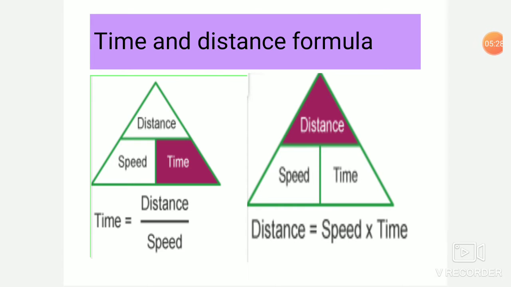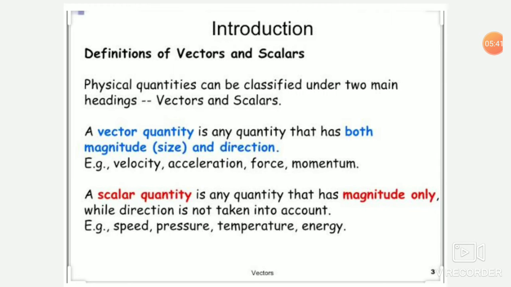Time and distance formula, to find out the time equals distance by speed, distance equals speed into time. So these formulas you people have to learn. Now we come to our topic, the name which I had taken, that is vector and scalar quantity.